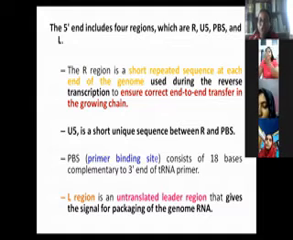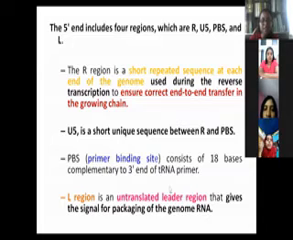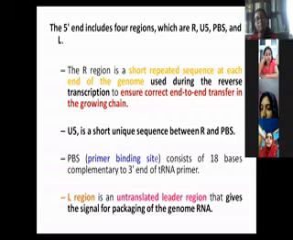U5 is a short unique sequence between R and PBS. Now what is PBS? PBS is the primer binding site, consisting of 18 bases. The L region is an untranslated leader region that gives the signal for packaging of the genome RNA.